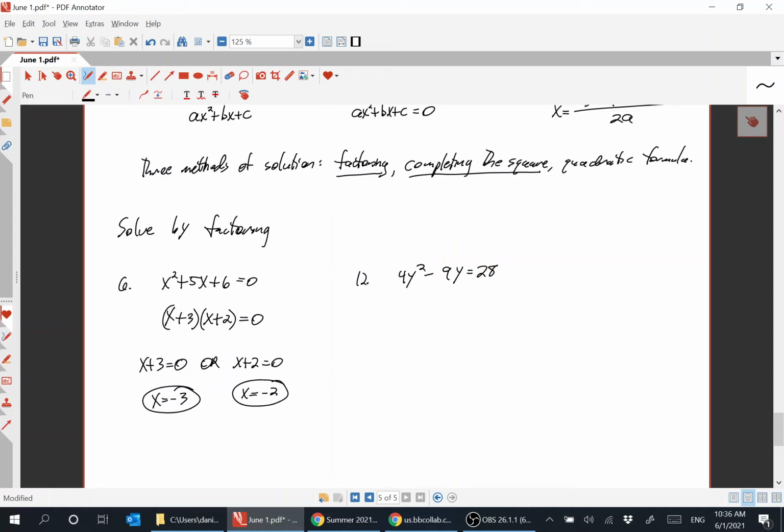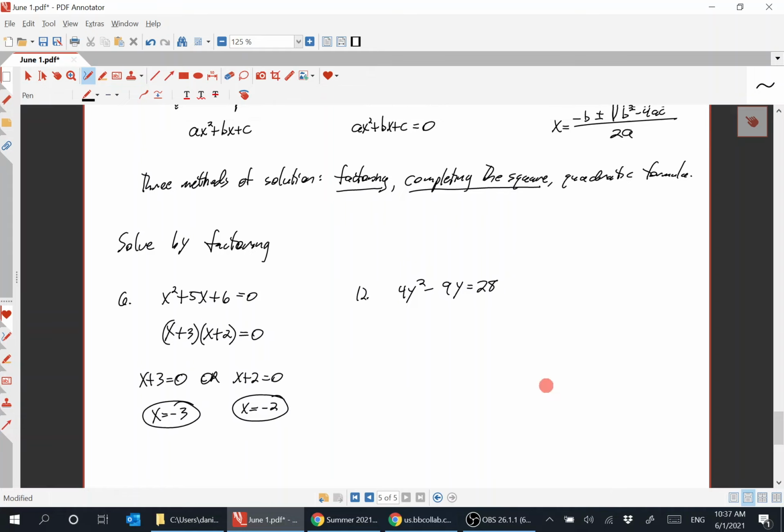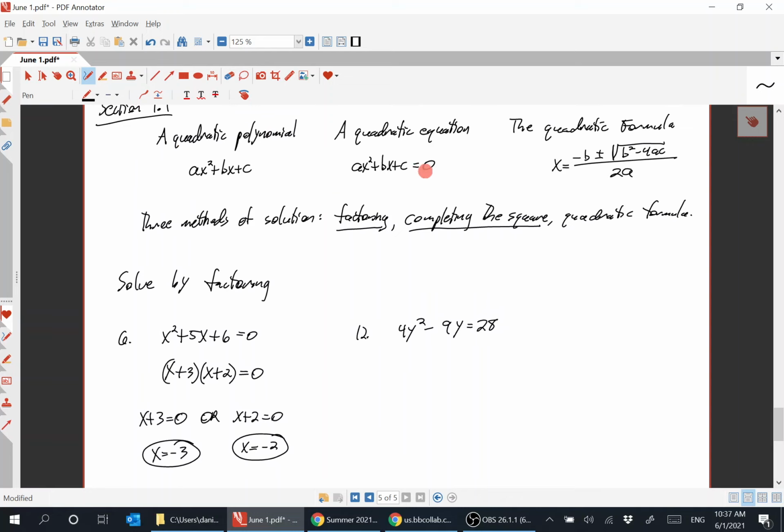This one is not in standard form. Okay, it's not in standard form yet. You need to put it in standard form to solve by factoring. Standard form means you have to have a 0 on the right. I can't do this.